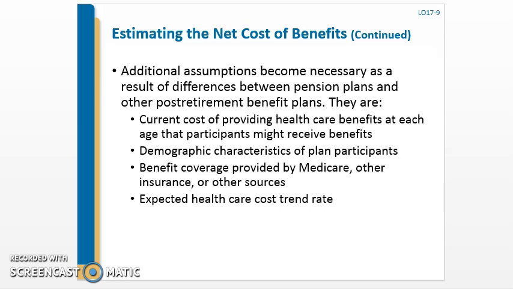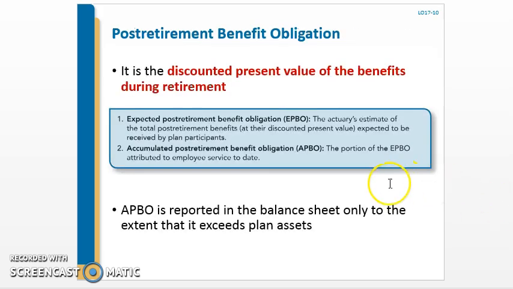Okay, that's what we're talking about. Same thing. What we record as a liability is the discounted present value of the benefits. So the same as we do now, we discount it back to today's dollars, and that's the obligation that we record.